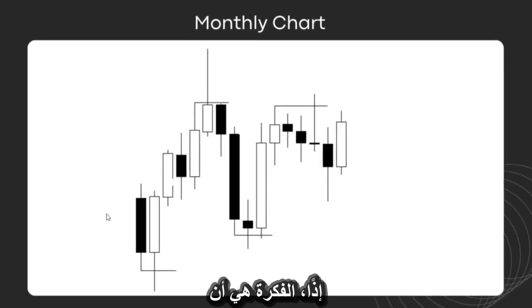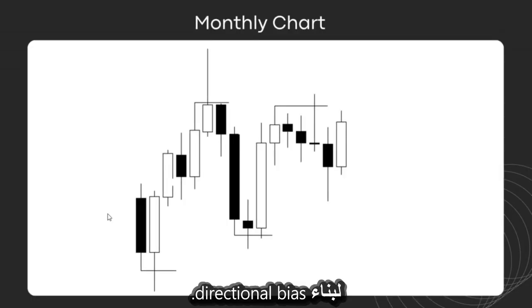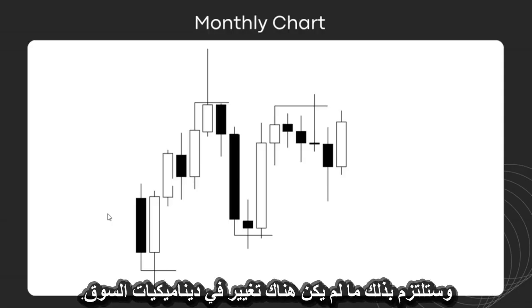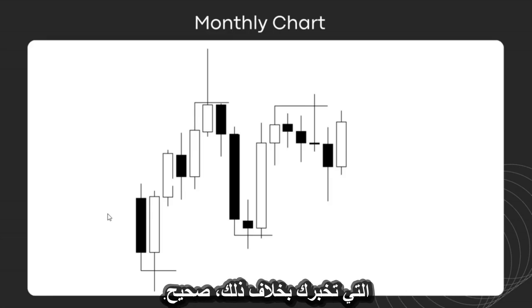So the idea is that on the monthly time frame you're going to use these concepts to build a directional bias, and then your long-term directional bias and drawn liquidity would be exactly that, and you're going to stick to that unless there is a change in market dynamics or price action on the lower time frame that tells you otherwise, right?